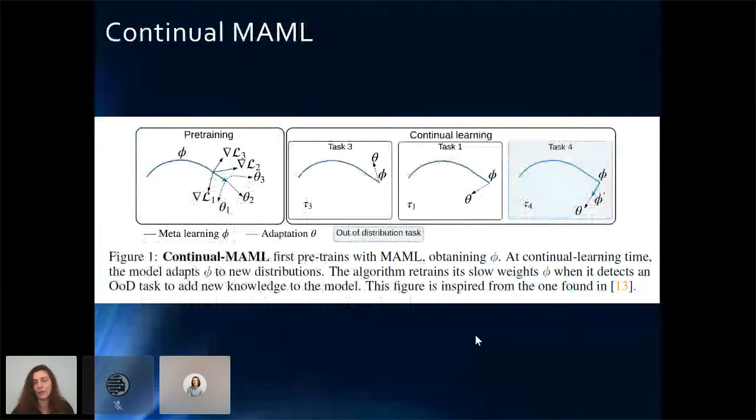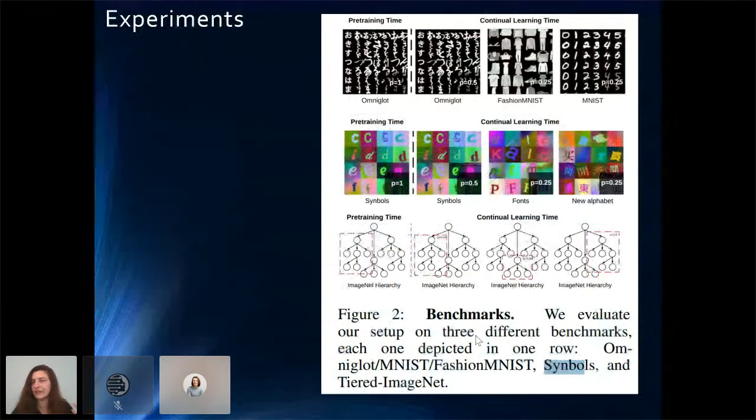So bottom line, we adapt the MAML algorithm to the continual learning setting, we call it continual MAML, and we evaluate on various data sets where different aspects of the data change. For example, you can be pre-training on Omniglot, and then during continual learning, you have to work well on MNIST or fashion MNIST, or you use another test bed called symbols, and different things change about the images, fonts of the letters or the alphabets can change, and so on and so forth.